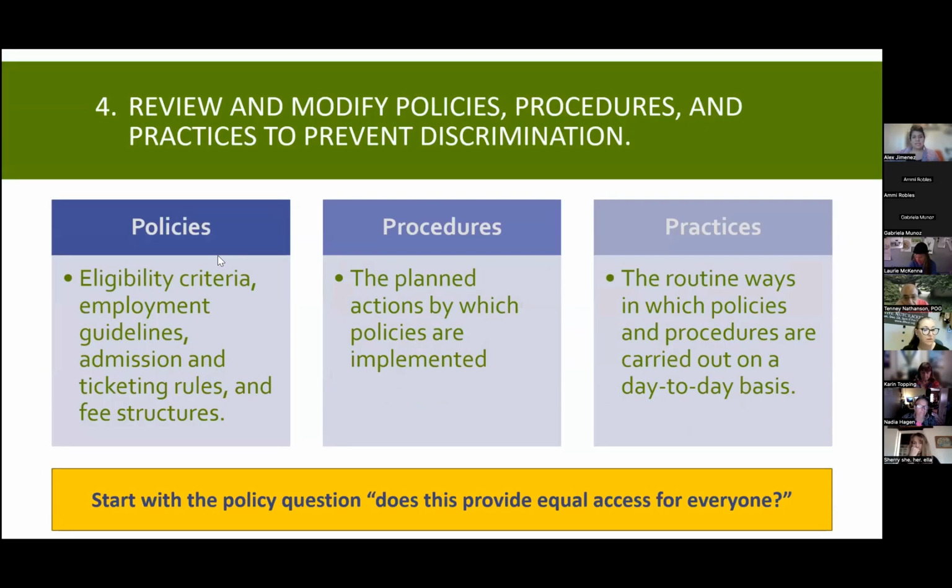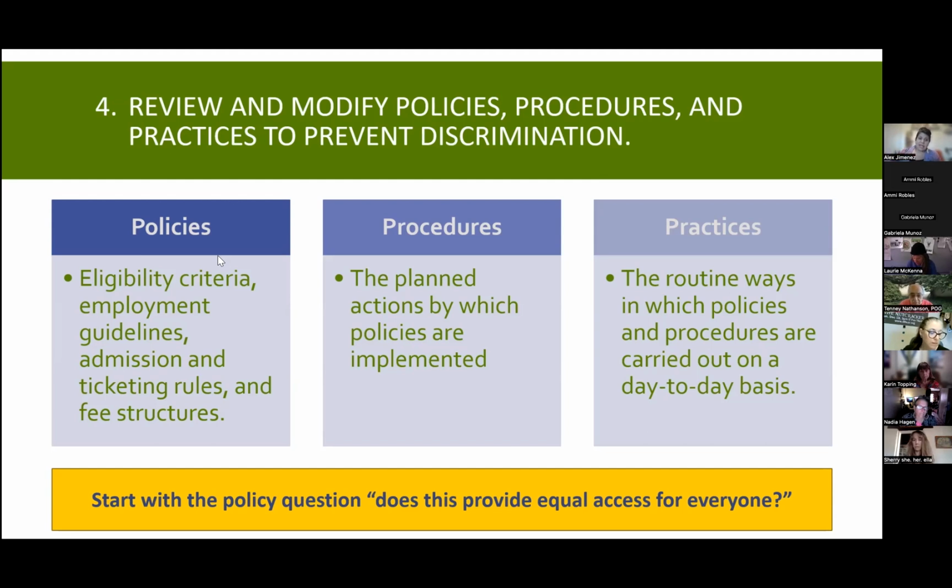Number 4, this is one of the key requirements. Review and modify policies, procedures, and practices to prevent discrimination. And we're going to continue to revisit this slide often because the terms policies, procedures, and practices come up a lot in the workbook. What they mean by this is that policies are things like eligibility criteria, employment guidelines, admissions and ticketing rules, and fee structures.